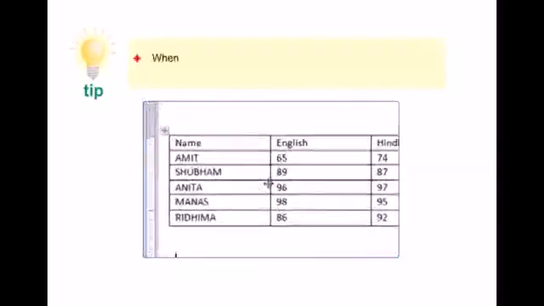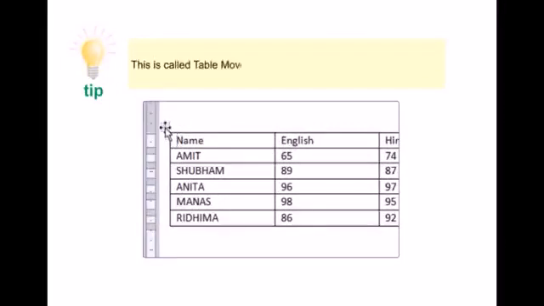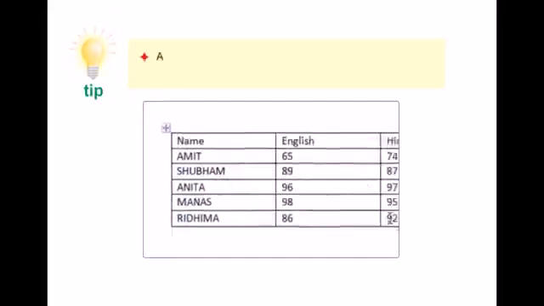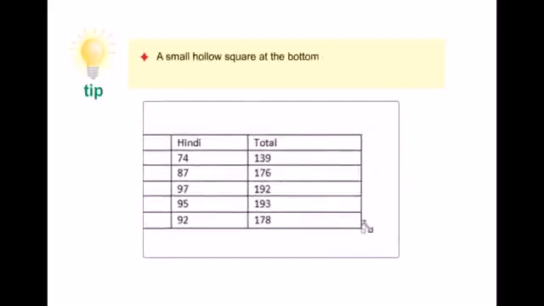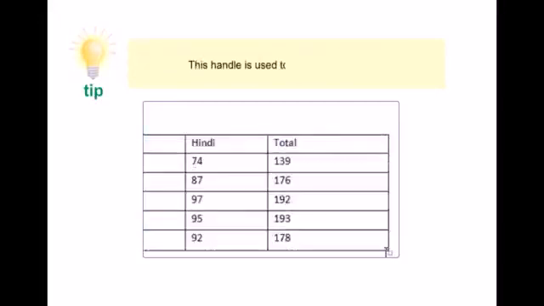Let me give you a few tips. When you click on a table, you notice a plus sign at the upper left corner. This is called the Table Move handle, which is used to move a table. A small hollow square at the bottom right corner of the table is called the Table Resize handle. This handle is used to resize a table.